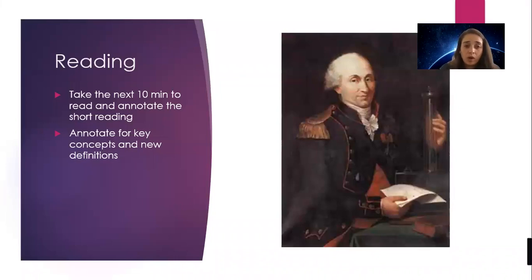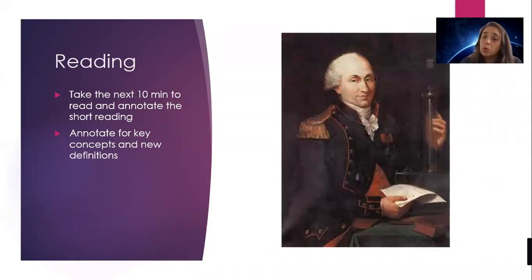All right, so you are going to take the next 10 minutes to read and annotate the short reading that's in your classroom document. Make sure to annotate for key concepts and any new definitions. In your reading, you'll see that it refers to Coulomb, the man who made the observations and discovered this relationship between charges, and the law was eventually named after him. So this is Coulomb, the French physicist. All right, press pause now so you can start your reading, and when you're ready to come back, press play.